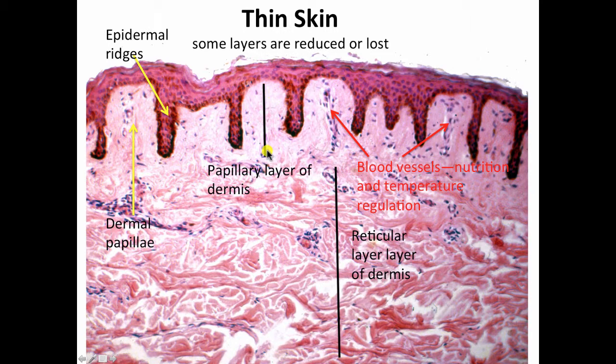The dermis is comprised of two layers, a layer of loose connective tissue called the papillary layer, and underlying that is a layer of dense irregular connective tissue called the reticular layer.